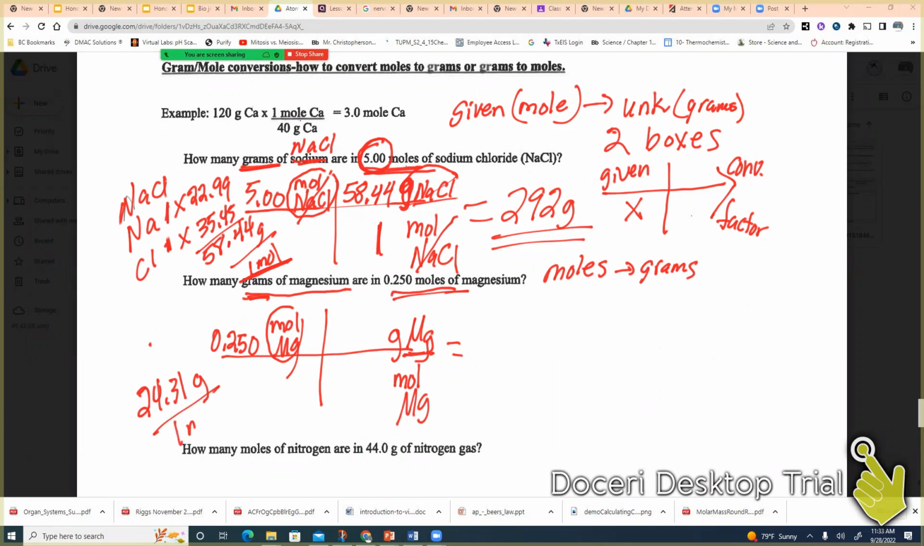24.31 grams per 1 mole. Since it's an element, I don't have to add up a bunch of stuff. So I'm going to use that. So where does my 1 go, on the top or on the bottom? Bottom. It always goes with the moles. Means my 24.31 goes up here. Once again, my moles cancel out. I'm just left with grams. So I just need to multiply across.